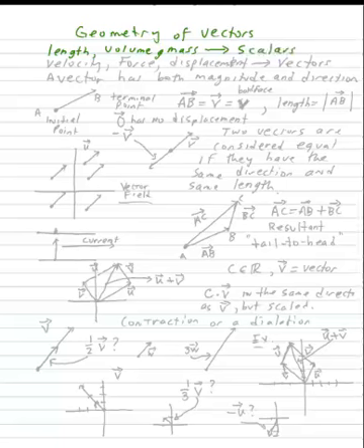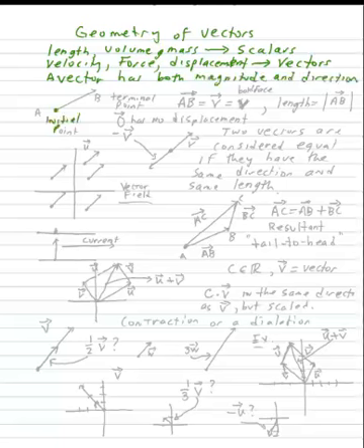Whereas in other applications, you might need two things to describe an object. You might need magnitude and direction, and such things will be called directed quantities. So, for example, velocity and force, displacement and acceleration. These things are going to be called vectors. So a vector has both magnitude and direction.